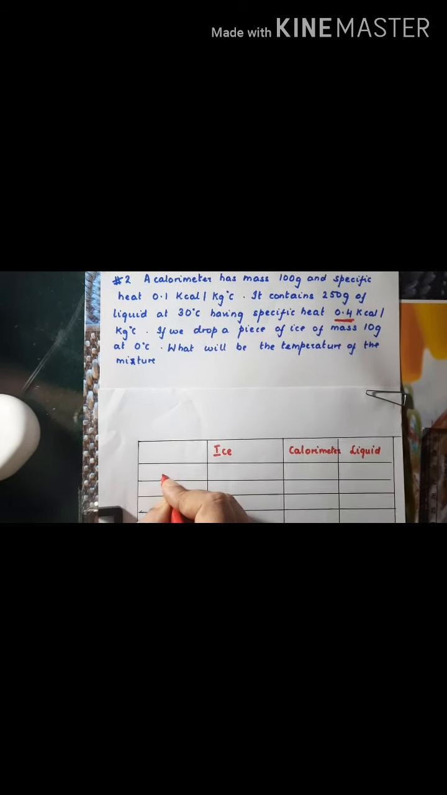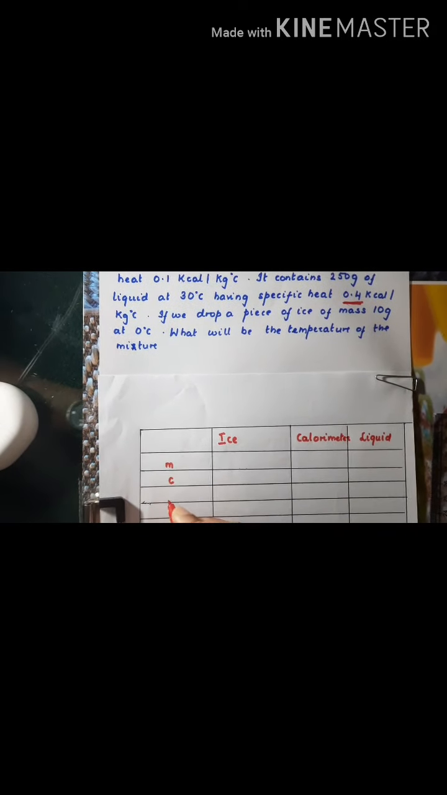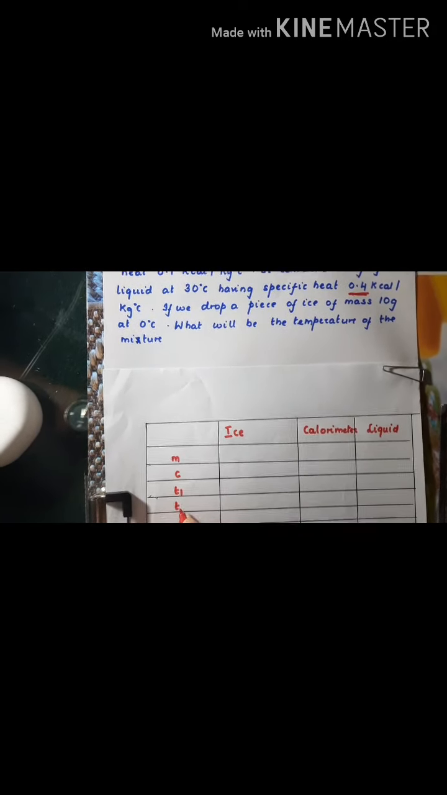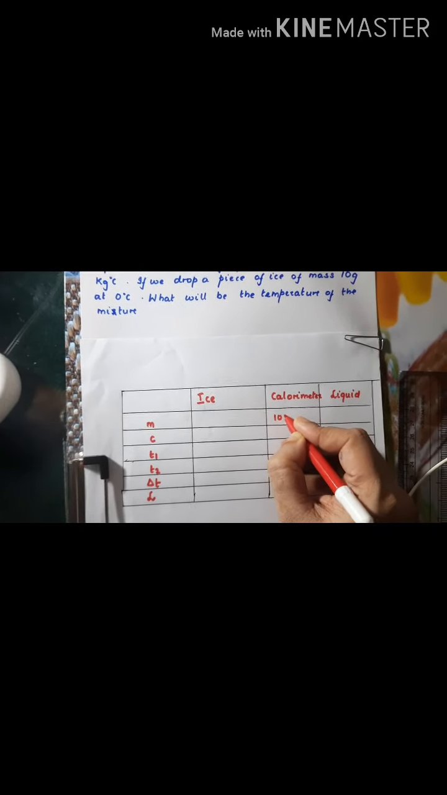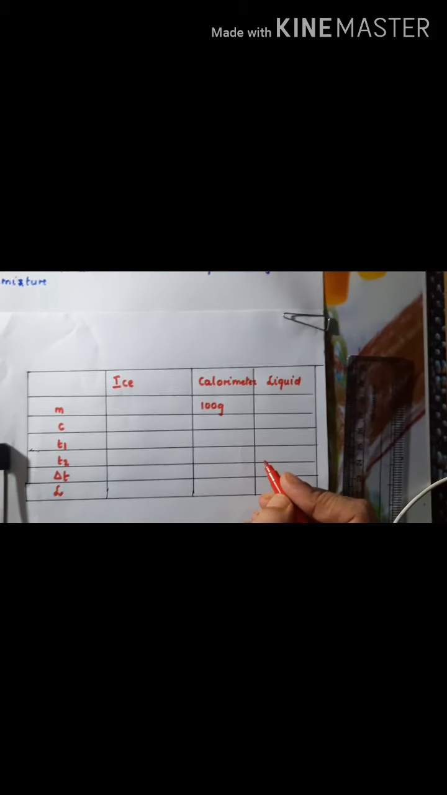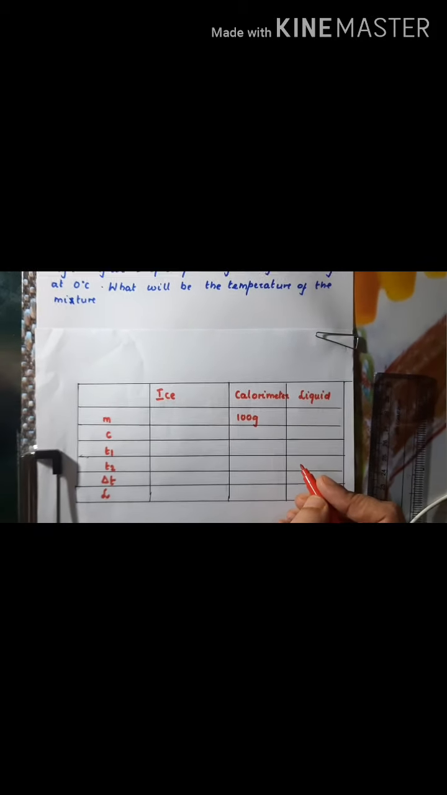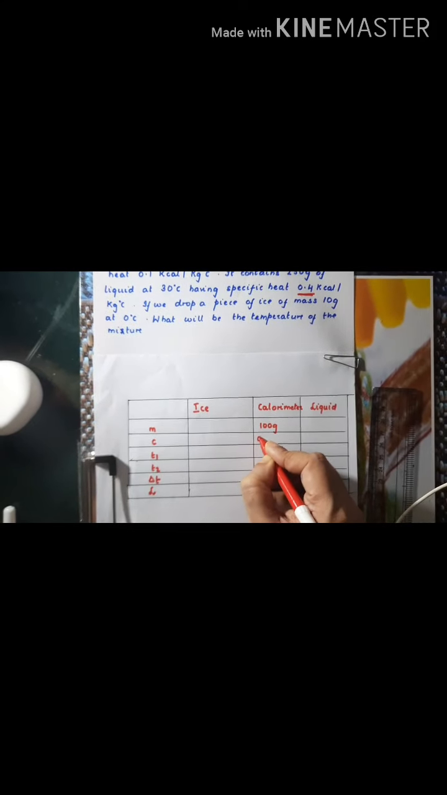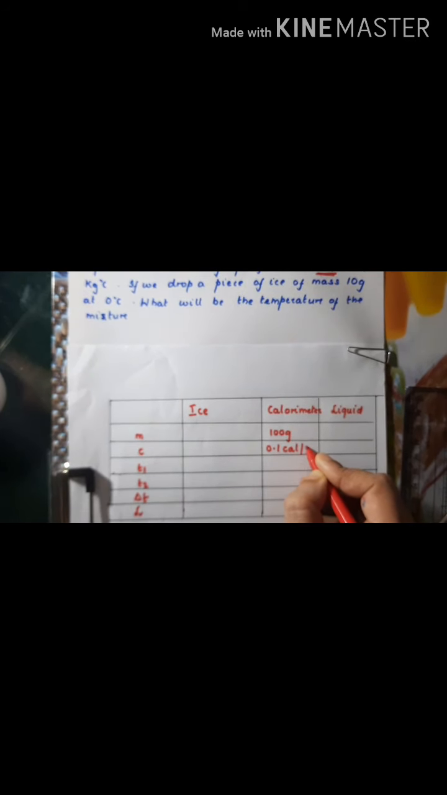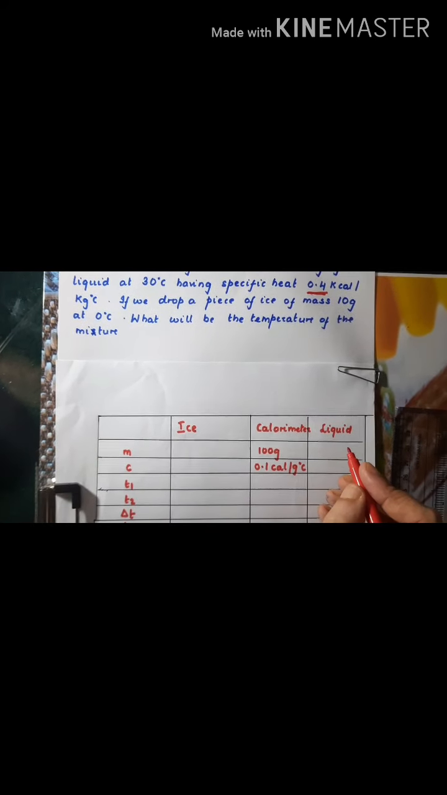Now, we need to know mass. We need to write C, T1, T2, delta T, and if we require latent heat of fusion. Now let's see what all is given to us. A calorimeter has mass 100 grams. So whatever is given, let's write with red now. 100 gram, and specific heat 0.1. Now they are saying kilocal per kilogram, but it does not matter. We can write cal per gram degrees Celsius.